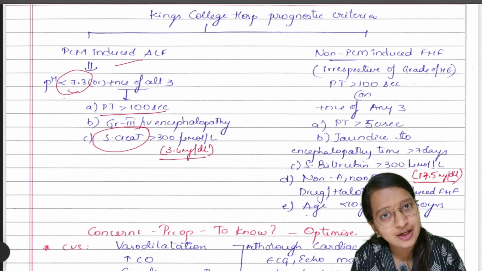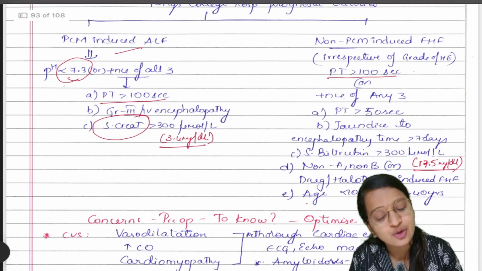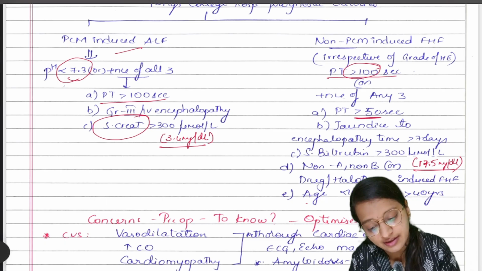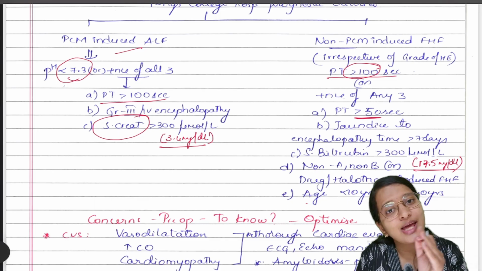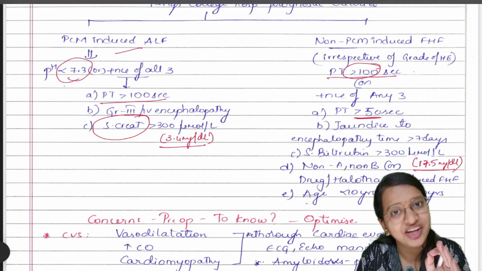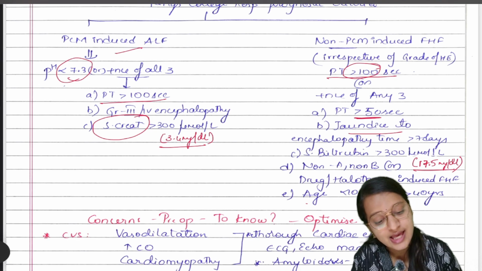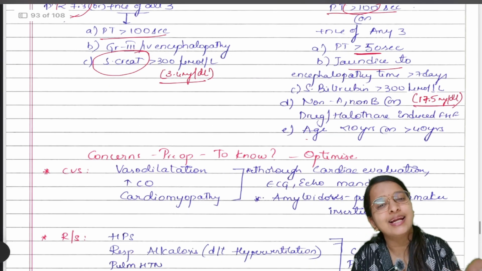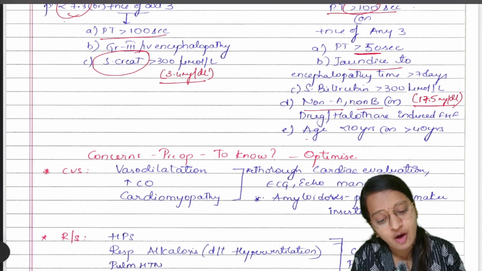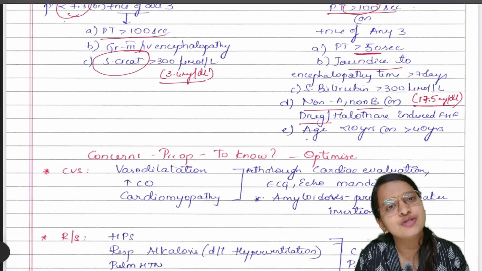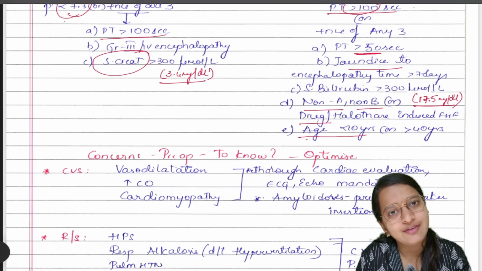The criteria include PT greater than 100 seconds, or presence of any three among the following, which includes PT greater than 50 seconds. See, here it is 100, but here it is 50. And jaundice to encephalopathy time, irrespective of the grade, is greater than 7 days. Serum bilirubin is greater than 17.5 mg per dl, and the cause has to be non-A, non-B, or drug or halothane induced fulminant hepatic failure. And the age should be less than 10 years or greater than 40 years.